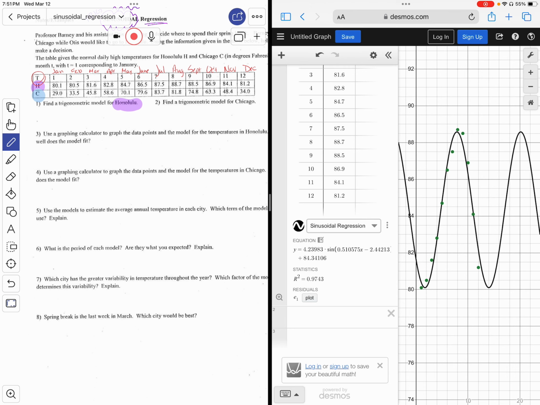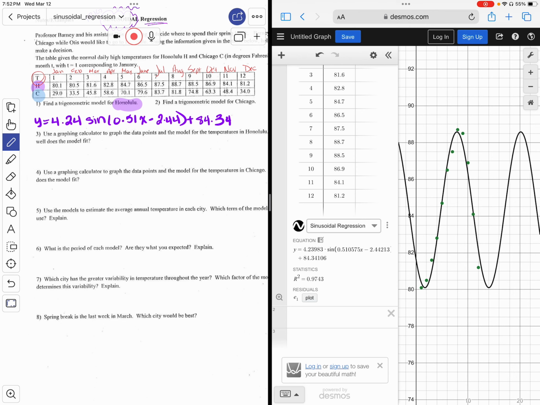It says find a trigonometric model for Honolulu. It is 4.24 sine(0.51x minus 2.44) plus 84.3. I'm just rounding to 2 decimal places. Here's the model for Honolulu, and we want to do the same thing for Chicago.